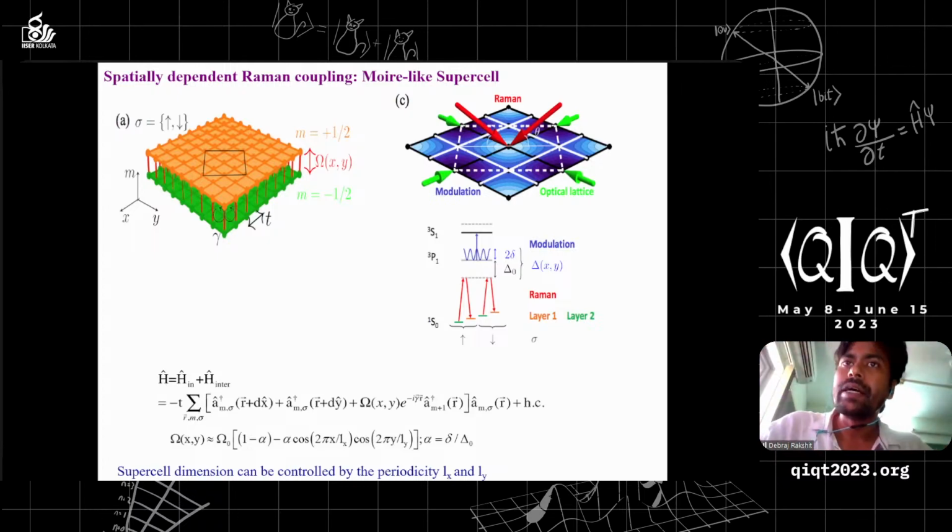So this is the idea. This modulation layer will create a modulation in my tunneling pattern that we want. Okay, so this can be done. This is not very different from what you see in holography.